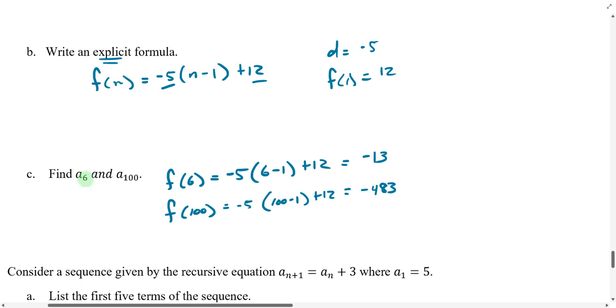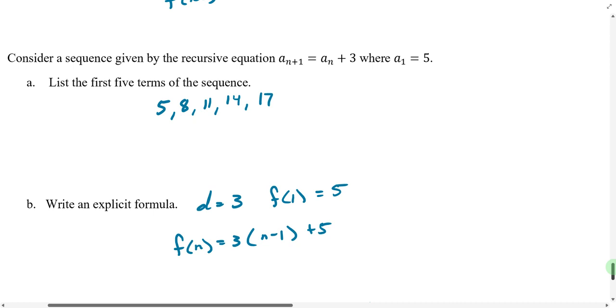Okay, the explicit equation is great for doing stuff like this. So they want us to find term 6, right? So find the value of term 6, a sub 6, and the value of term 100, which is a sub 100. So I'm going to go to my explicit formula. I'm going to change the input to 6, which means I change the n to 6, and then I calculate. We get negative 13. So I can tell you the sixth term is negative 13. I can repeat that process, this time with a 100. Right, so we see where we plugged in for n, and then calculated, and we find that the 100th term will be negative 483.